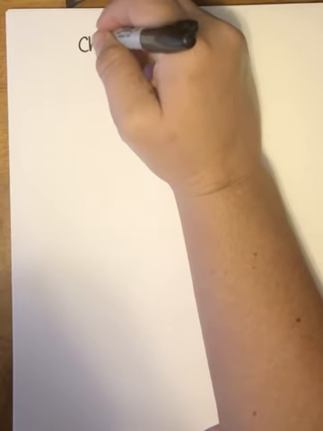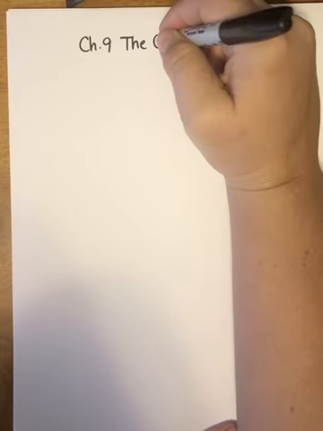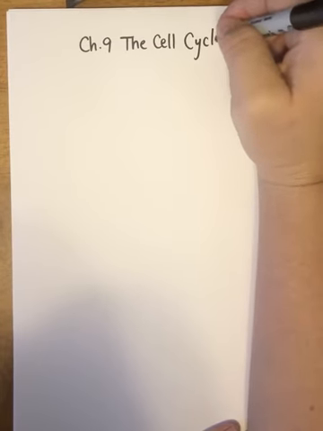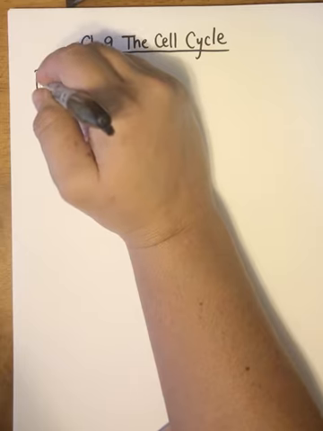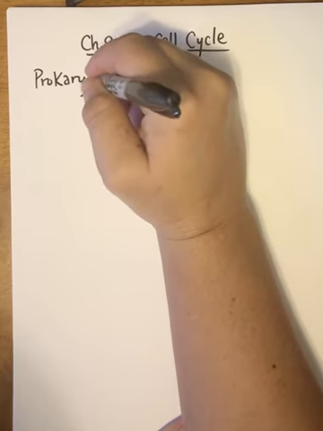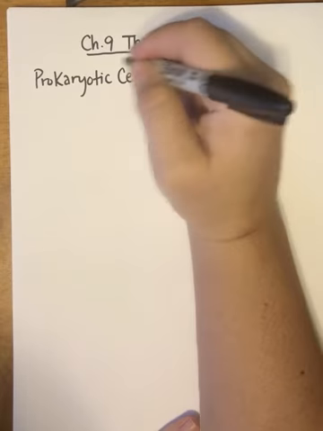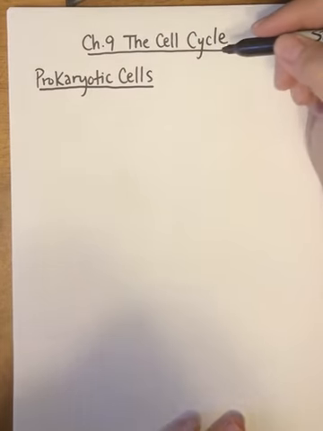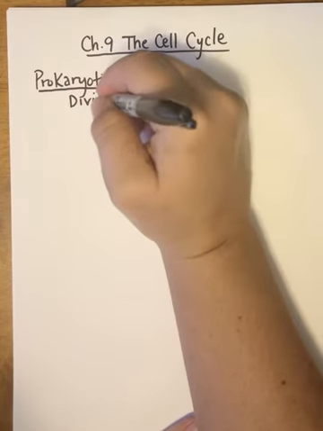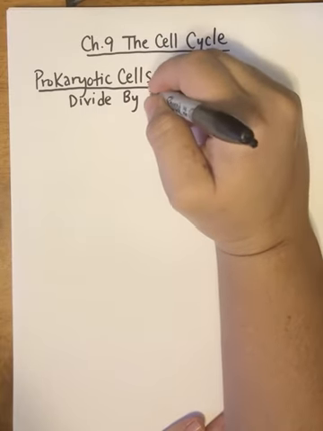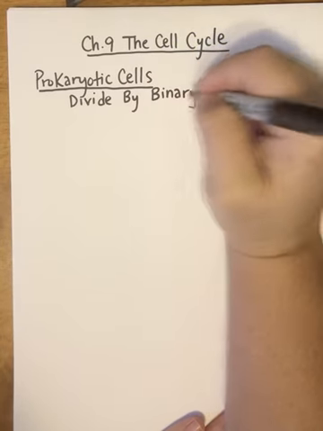All right, we're gonna start chapter 9, the cell cycle. But we're also going to be discussing how eukaryotic and prokaryotic cells divide. Now, when we talk about our prokaryotic cells, these include bacteria and archaea. These are going to divide by a process known as binary fission.